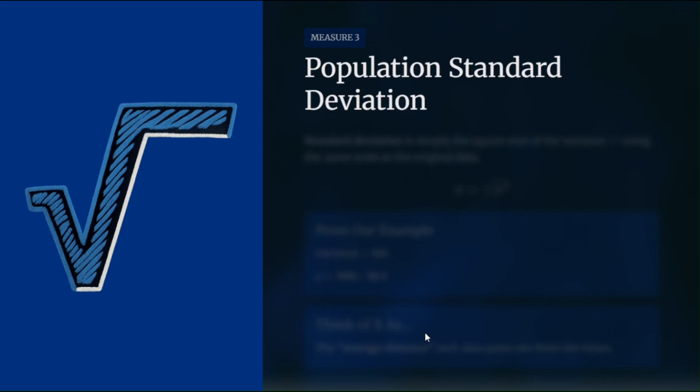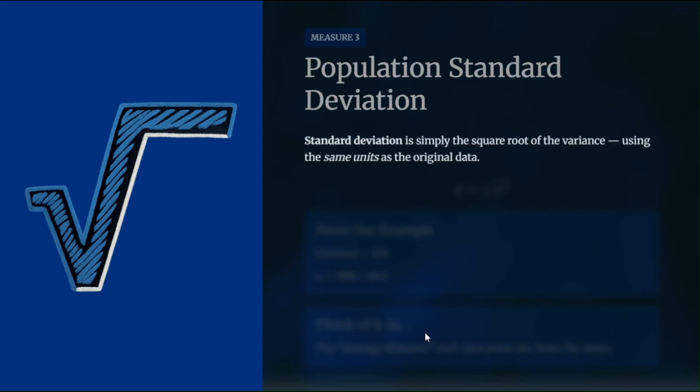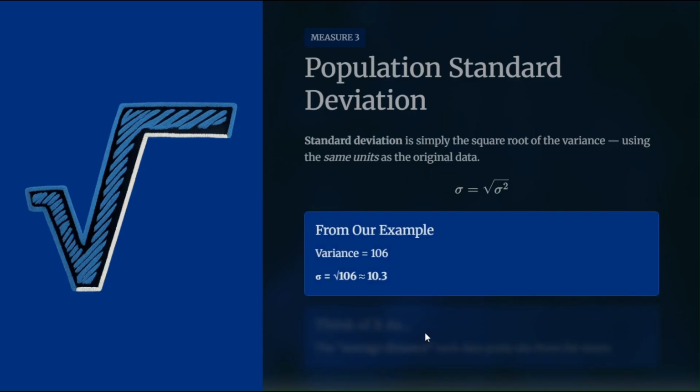The third measure of variation that we'll look at is the standard deviation. This one is easier to interpret because the standard deviation is simply the square root of the variance, but it uses the same units as the original data. So the symbol for it will be sigma, which is the square root of sigma squared. For my example, our variance was 106. Therefore, the square root of 106 is approximately 10.3.